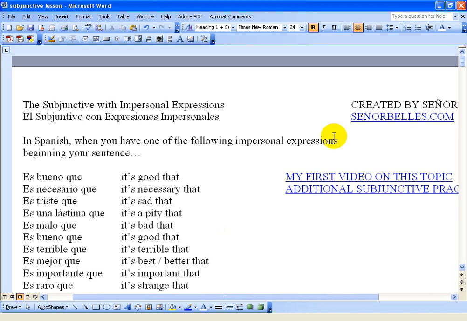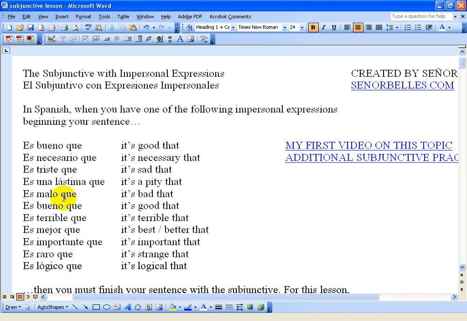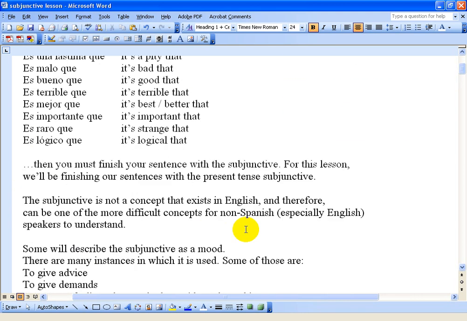So the impersonal expressions that we will be using in this video are right here. Es bueno que, es necesario que, es triste que, es una lástima que, es malo que, es bueno que, es terrible que, es mejor que, es importante que, es raro que, es lógico que. And what we're going to do is we're going to have some sentences that are going to start with these expressions, and what comes after the que, the that, is going to be the subjunctive.